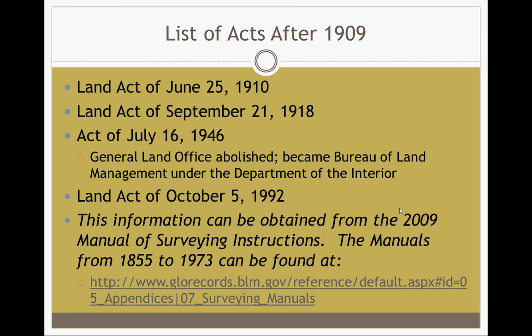Now, the newest edition can be purchased for about, I think it's $120. It's Manual of Surveying Instructions 2009. But I would recommend you kind of flip through the 1973, which was the latest and greatest until the latest one was released. Okay.